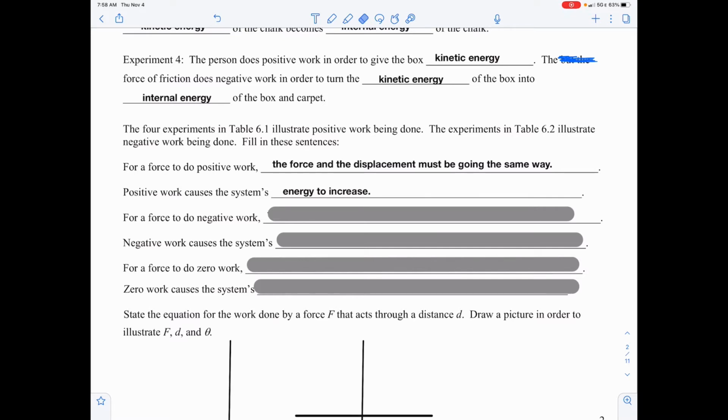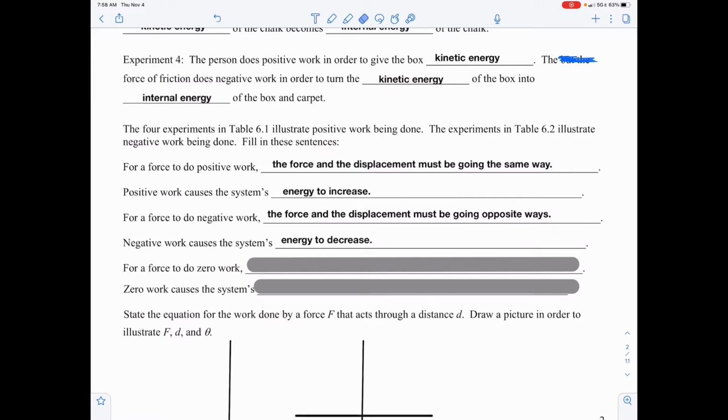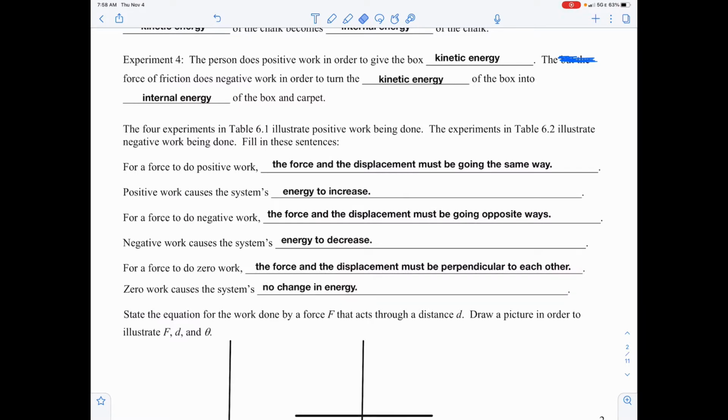For a force to do negative work, force and displacement must be going opposite ways. Negative work causes the system's energy to decrease. For a force to do zero work, force and displacement must be perpendicular to each other. Zero work causes no change in the system's energy.